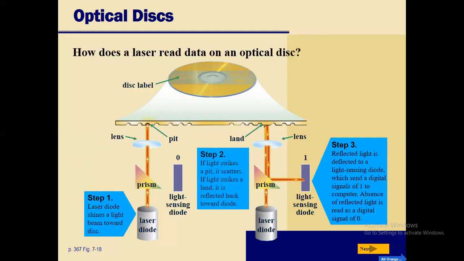So in the first step, a laser diode shines a light beam towards the disk. If the light strikes a pit, it scatters. If the light strikes a land, it reflects back towards the diode. At the third stage, the reflected light is deflected to a light-sensing diode, which sends a digital signal of one to the computer, and the absence of reflected light is read as a zero.